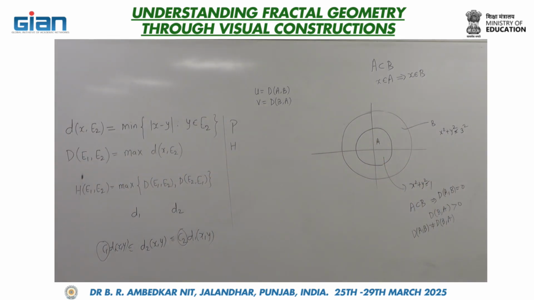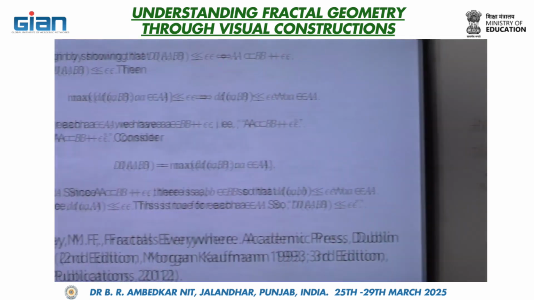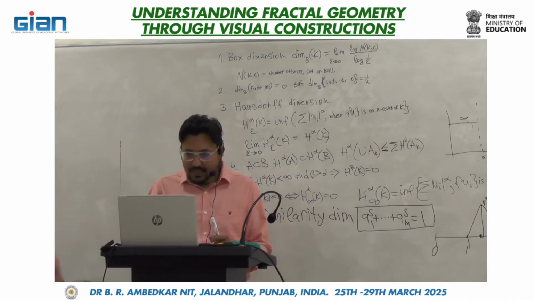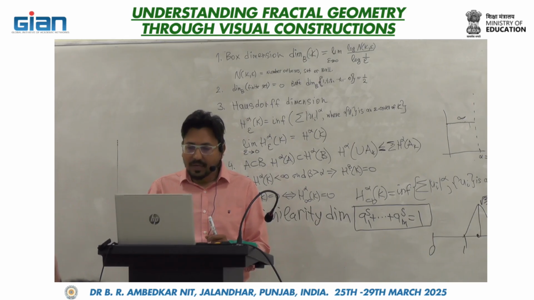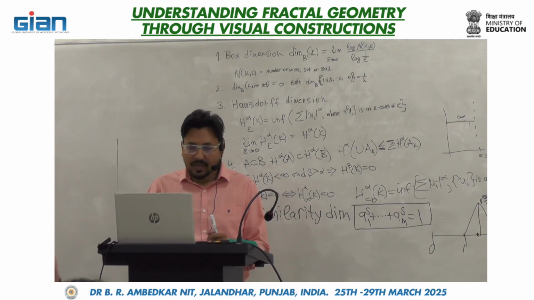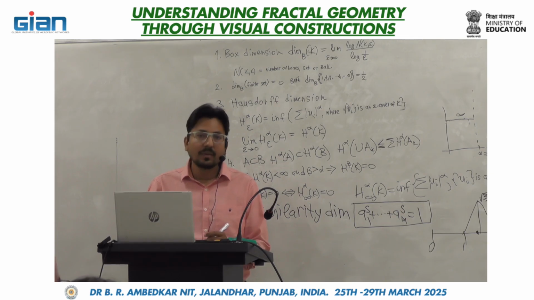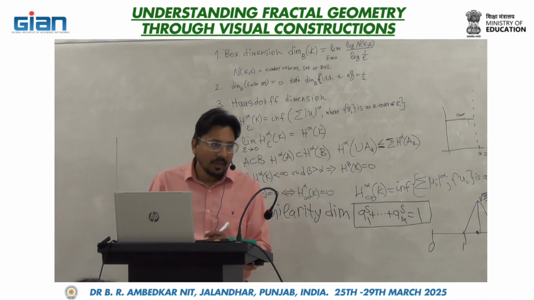Now suppose A is a subset of B plus epsilon, then what do we have to consider? d of A, B is nothing but, again I am writing the definition, the maximum of d of a comma B such that a belongs to A. Let a belong to A. Since A is a subset of B plus epsilon, there is a b belonging to capital B such that d of a comma b is less than or equal to epsilon for all a belonging to A. Hence d of a comma B is less than or equal to epsilon.